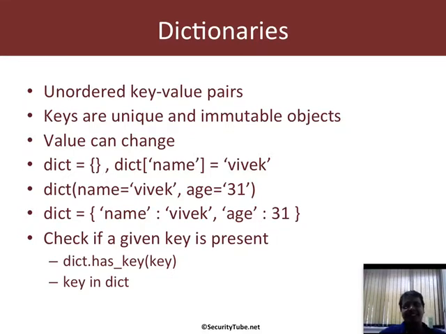Now, dictionaries are actually unordered key value pairs. The most important thing to remember is that the key has to be unique and an immutable object like strings and numbers. The value, of course, of the key can change at any time. Now, there are different ways in which you can go ahead and create a dictionary. dict is equal to, and then these two little curly brackets, basically means it's an empty dictionary.